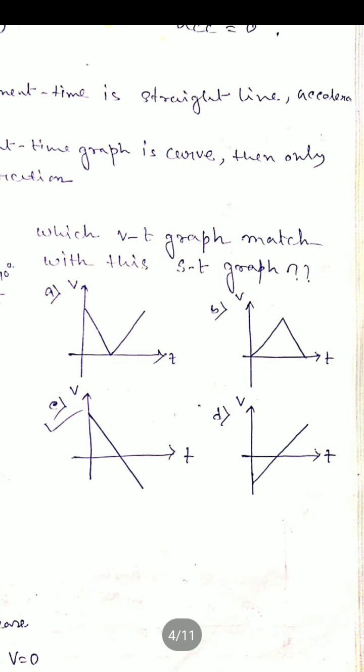This second one is not, because in the first part velocity increases, which is not happening. D option is also not there. So only C: first velocity decreases, then velocity increases. Why does it increase? Because in the negative region, first the velocity value is -1, then the velocity value is -2, and we know that on the negative side, -2 is greater in magnitude than -1.